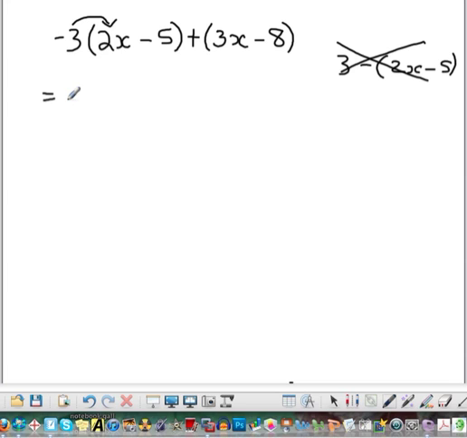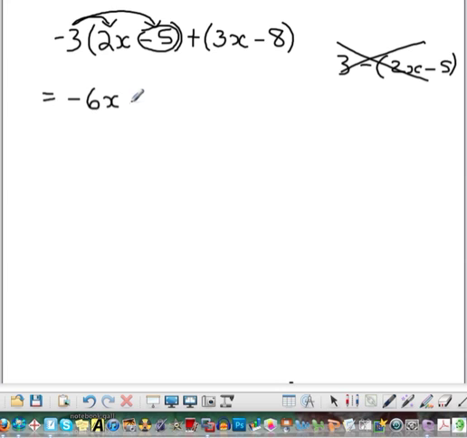And my answer to -3 times 2x is -6x. Remember, a negative times a positive gives you a negative. Then I do -3 times -5. It's the whole number. The negative goes with the number which follows it. So -3 times -5 is +15.